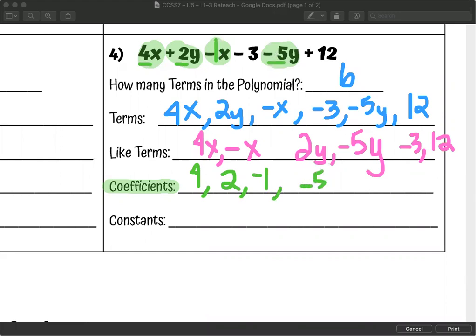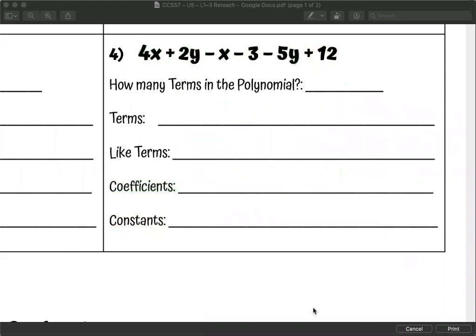And then last but not least, I'm going to highlight my constants, which are the terms that don't have variables. They're just numbers. So we've got -3 and we've got +12. That's it for the review of parts of an expression. Now, let's look at evaluating expressions.